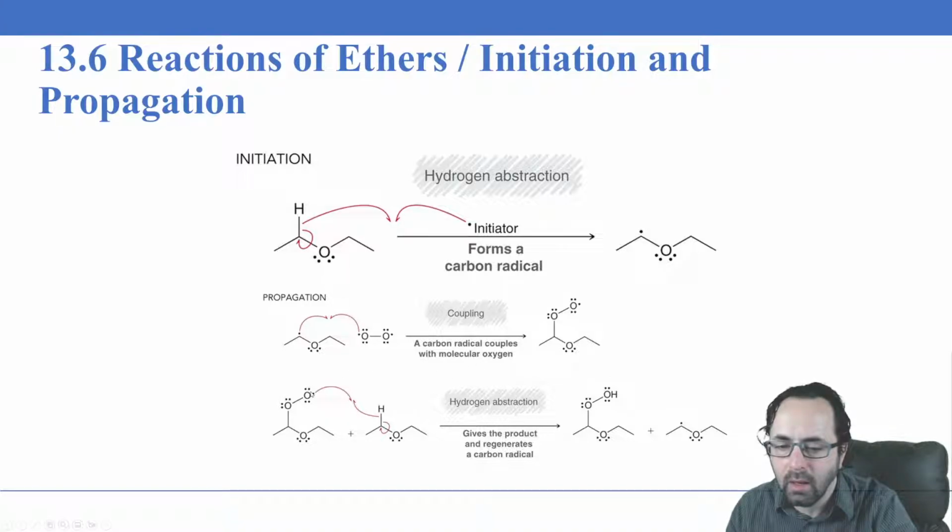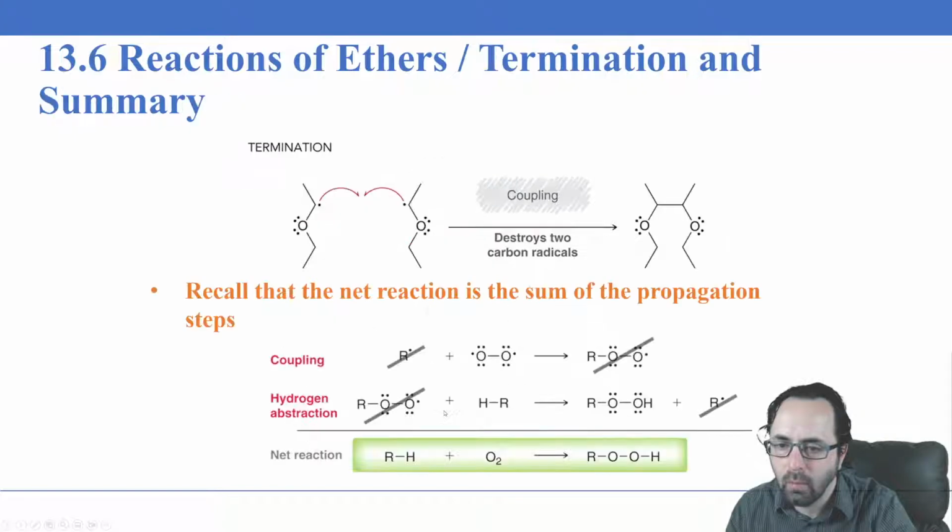And at that point you can have a proton abstraction from a neighboring ether, and that will regenerate this ether radical and the hydroperoxide. Add these, you have the ether as an intermediate getting used up and reproduced here, and also the radical that was produced as an intermediate as well. So finally, the termination is just the coupling of whatever other radicals.